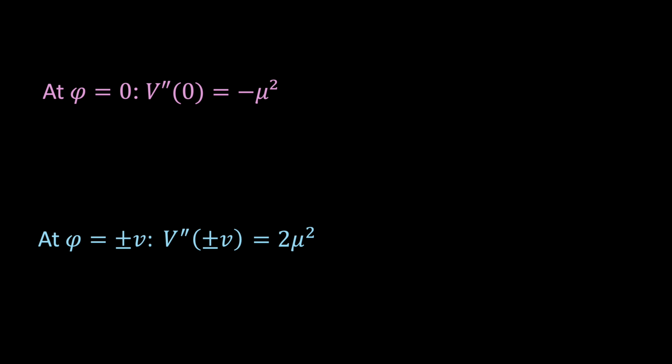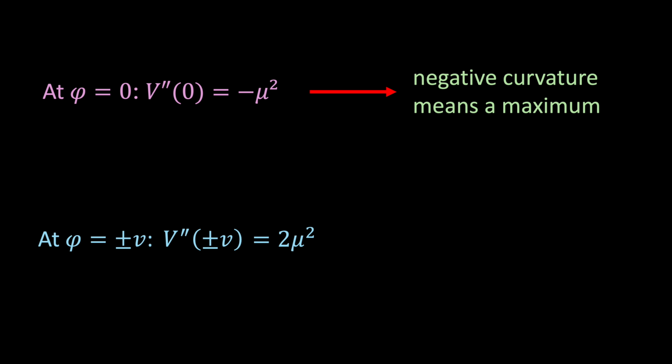And so we see that at phi equals 0, we have negative curvature, which means a maximum, an unstable hilltop.